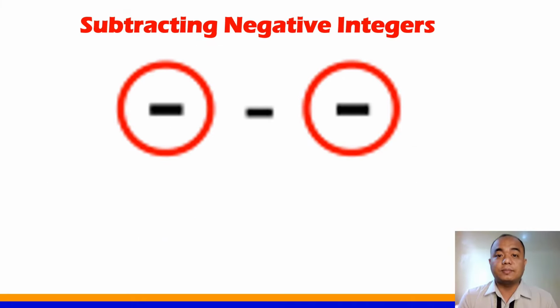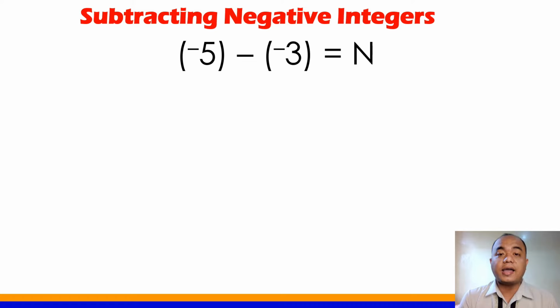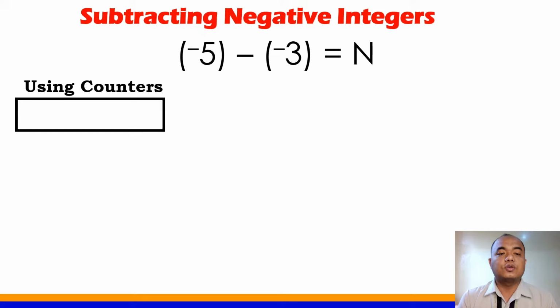Okay, this time, let us subtract both negative numbers or integers. Let's take this example, negative 5 minus negative 3. Again, we are subtracting both negative numbers here. So, of course, we will use first the counter just like we did earlier. So, we will put inside the box 5 negative counters. So, ito yung nagre-represent, class, ng negative 5. We will take away negative 3 from negative 5.